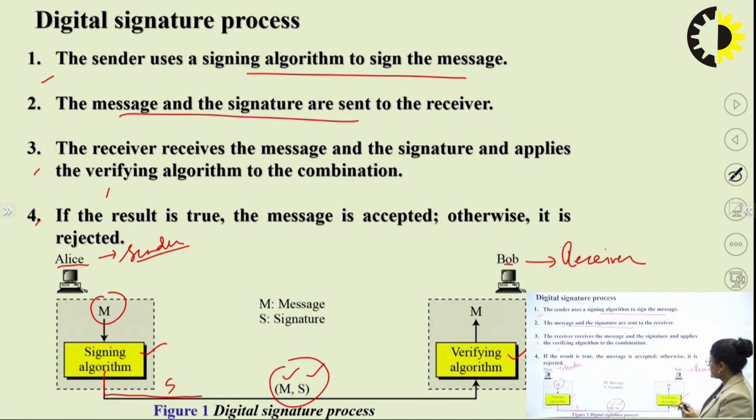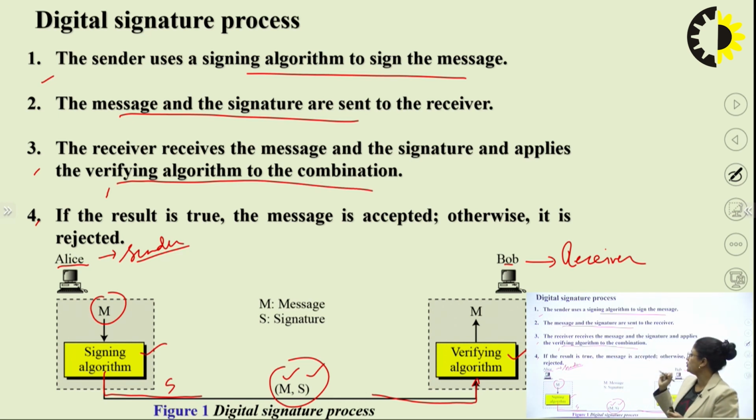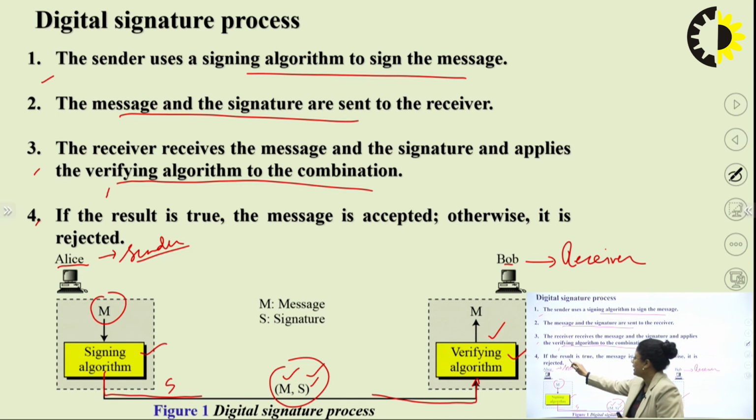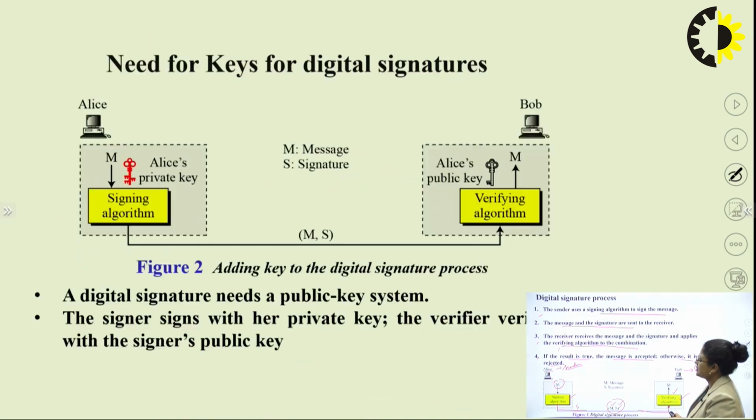Now the receiver gets this combination of message and signature. The receiver applies a verification algorithm to this combination, and the outcome of the verification algorithm will decide whether the message is to be accepted or not. If the verification algorithm verifies, yes, it is a correct signature, in that case the message will be accepted, considered an authentic message, or else it will be rejected. These are the brief steps that go into the process of a digital signature.